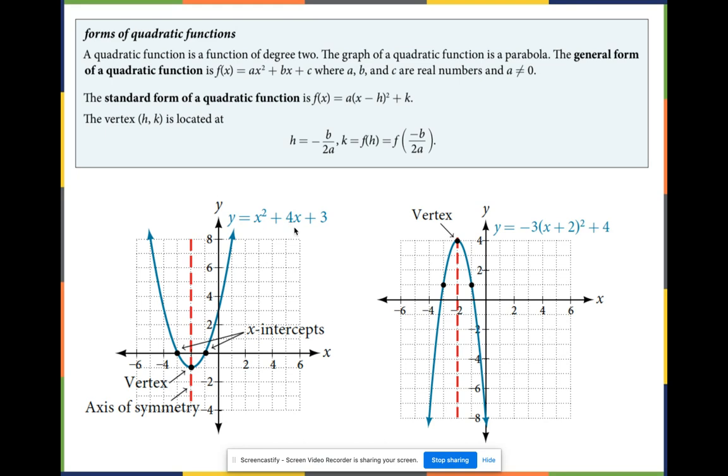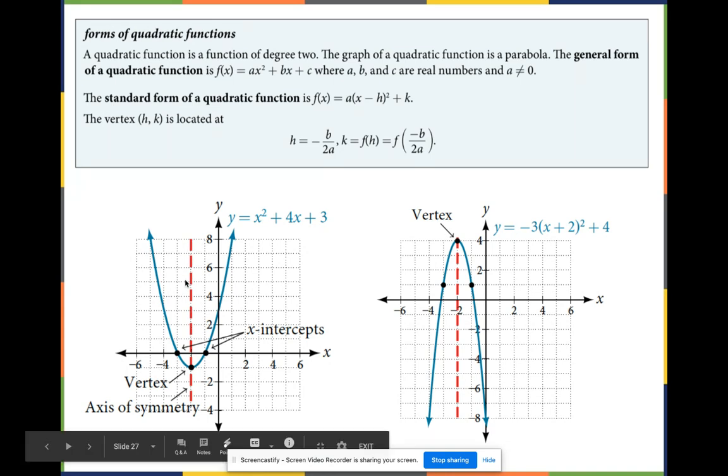We'd get 4 minus 8 plus 3 is minus 1. Sure enough, there's the vertex, right? And there's the axis of symmetry. We'll talk about finding these roots in just a minute. And also the y-intercept is 3.